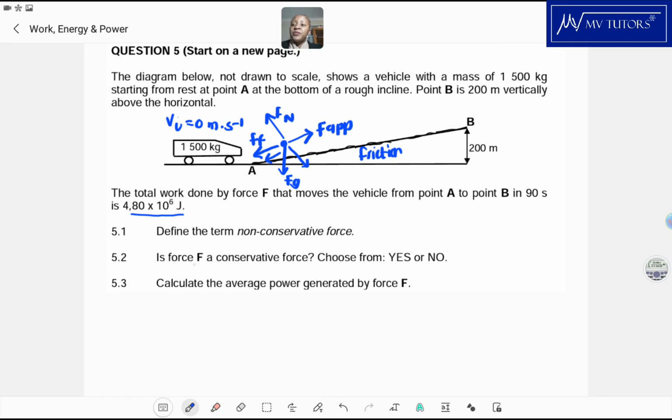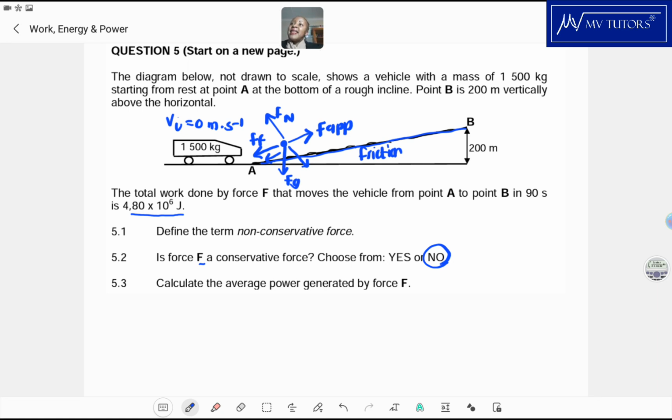Now 5.2, is force F a conservative force? Yes or no? The question to ask yourself, guys, is: when I apply this force, is it dependent on the path taken or not? I believe it is. It has to be on this exact path. So yeah, it is a conservative. No, it is a non-conservative force. Oh my goodness, now here I am doing wrong things. It is a non-conservative force.